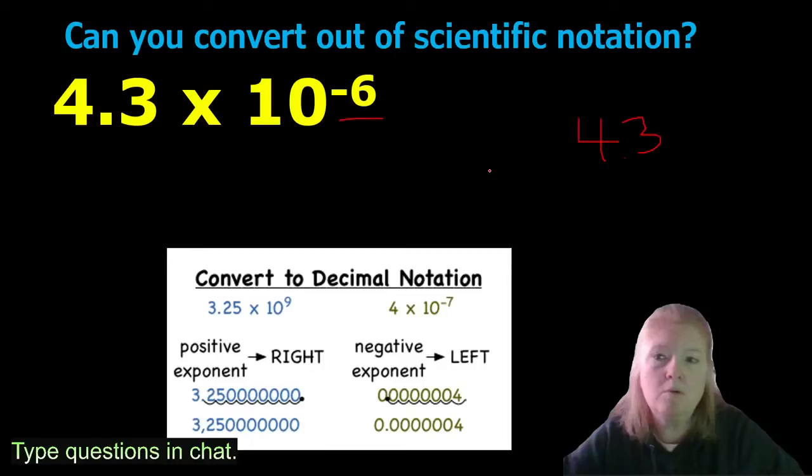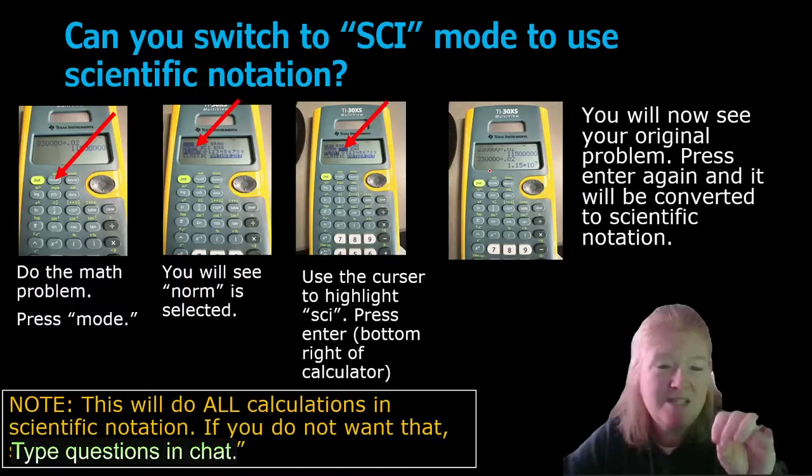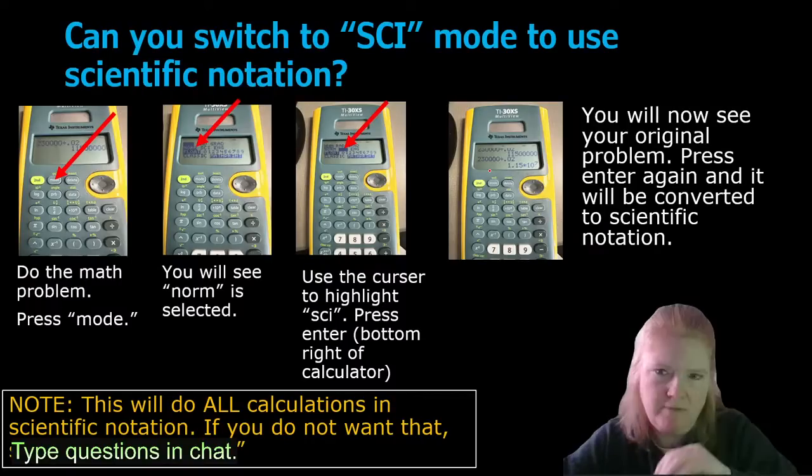And then on the calculator, I'm going to quickly go through this, but this depends on the calculator that you have. If you want to put a number into scientific notation using this calculator, you can switch to Sci mode. Now, I put a note here because the downside is all numbers will then be reported in scientific notation. If you don't want that, don't use this, okay? Norm is just normal, where if it needs to use scientific notation, like the number's too big, it will.